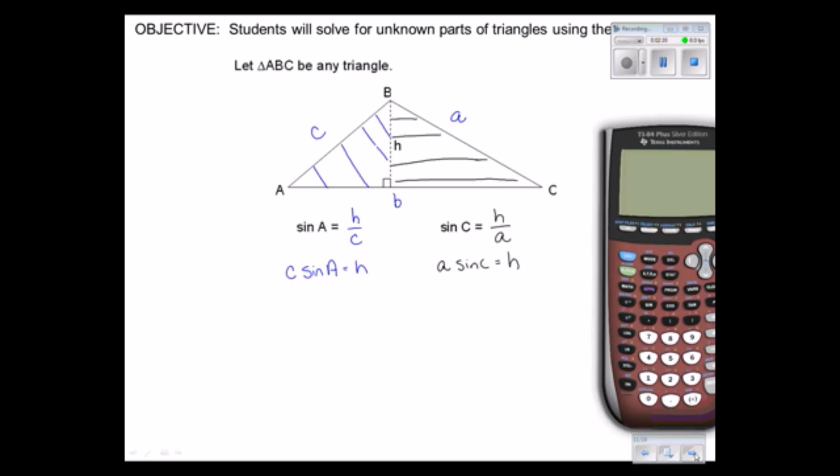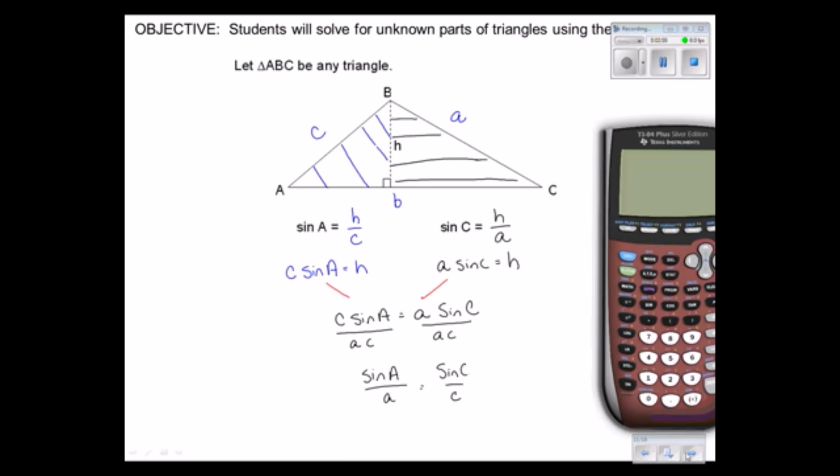Now I've got two equations that are equal to the same value. So I can set those equal to each other. So c sine A equals a sine C. So then if I take both sides and multiply by little a over little c, I get a law of sines. Sine of A over little a equals the sine of angle C over little c. So that's just a derivation of that law of sines.